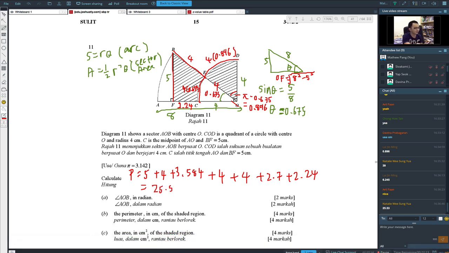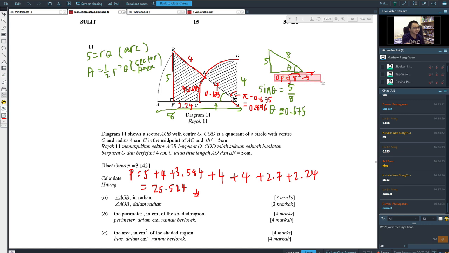Then the area of the shaded region. You will need to find the area of the shaded region. The sector OED should be very easy to find. The only hard one is this one: you have to find the area of the triangle and then minus the small sector here. So I will erase something because I do not need this, and I need the triangle and the length here as well.